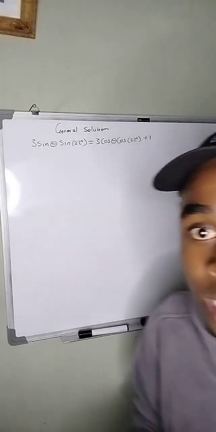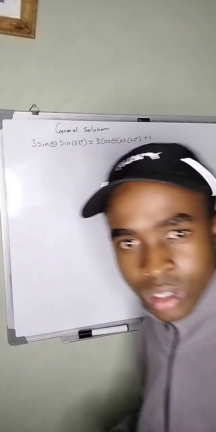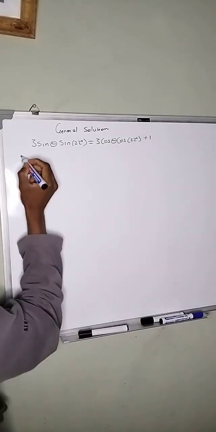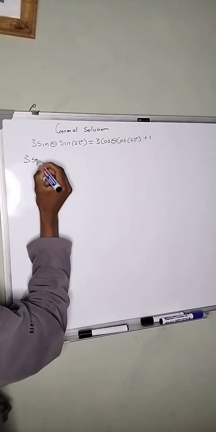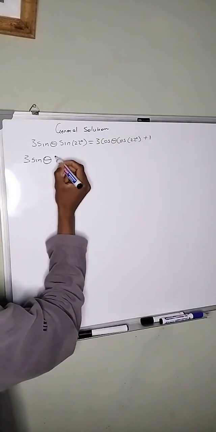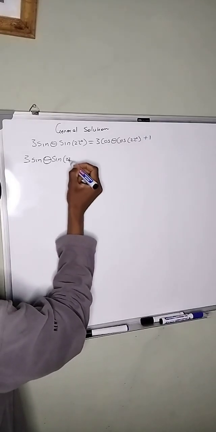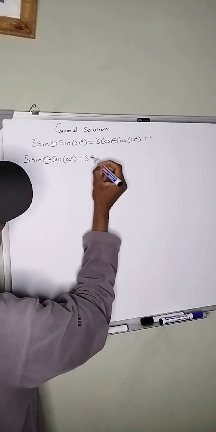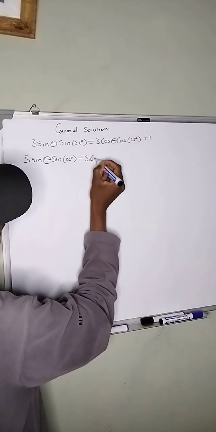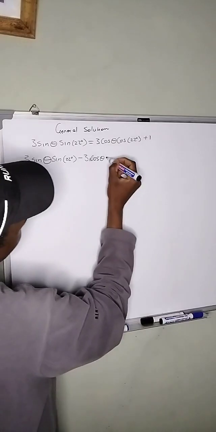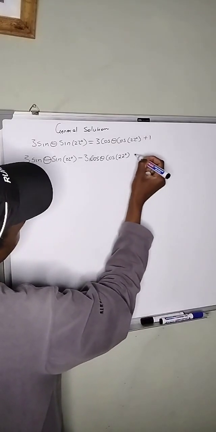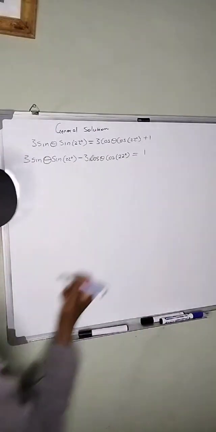Okay, now let's do it. So what am I going to do? I'm going to take this and put it to the other side. So I'm going to have 3 sine theta sine 22 degrees minus 3 cos theta cos 22 degrees, it's going to be equal to 1.